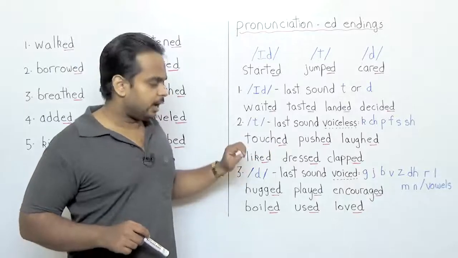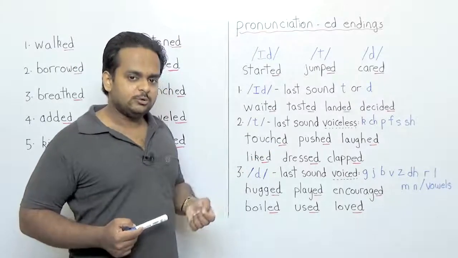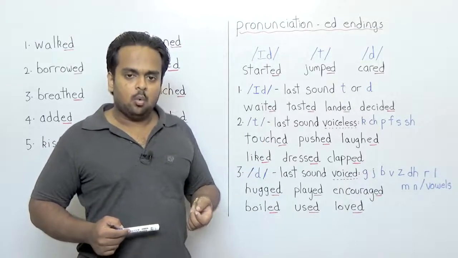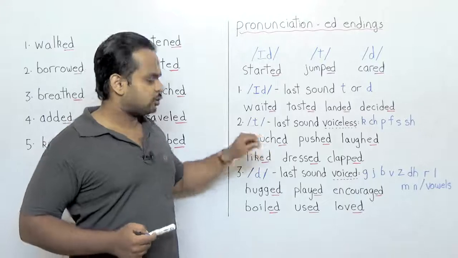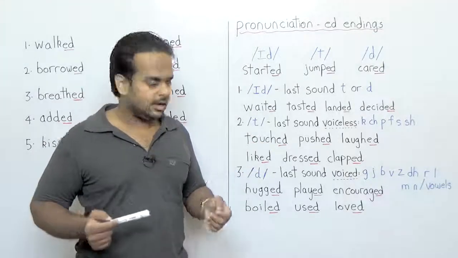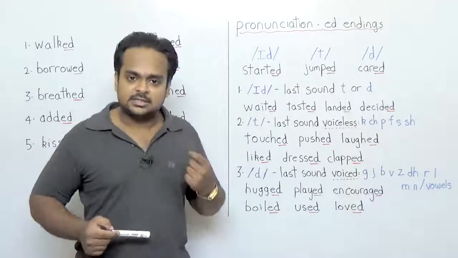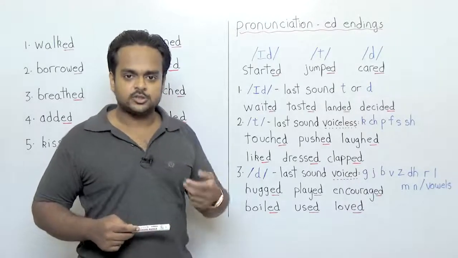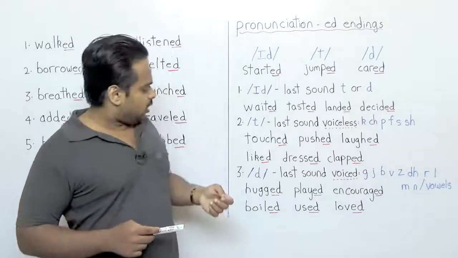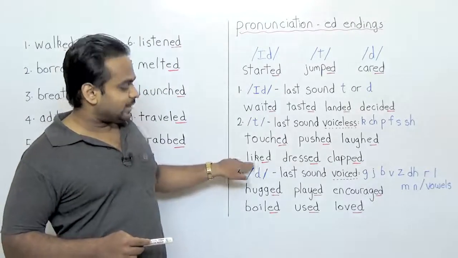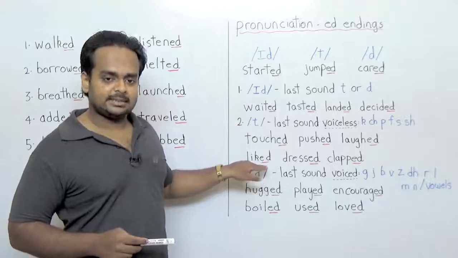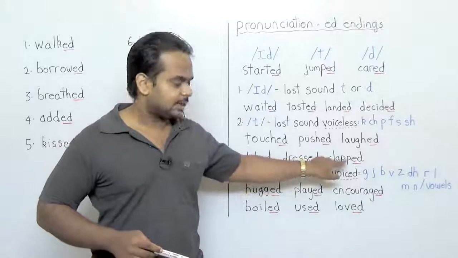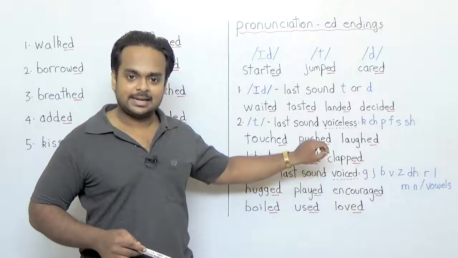Now, before we move on, I want to ask you a question. Why do we do this? If the last sound is unvoiced or voiceless, why do we say t for the ed ending? Well, it's simply because the t sound, t, is also a voiceless sound. So it makes it easier for us to say the ed ending. All right, so in the second row, liked, liked, dressed, dressed, clapped, clapped.